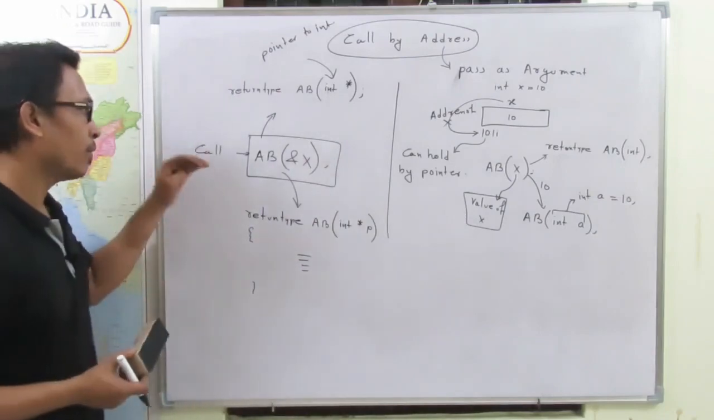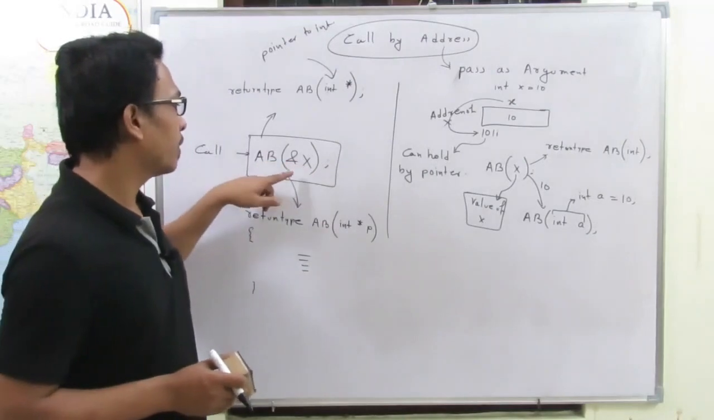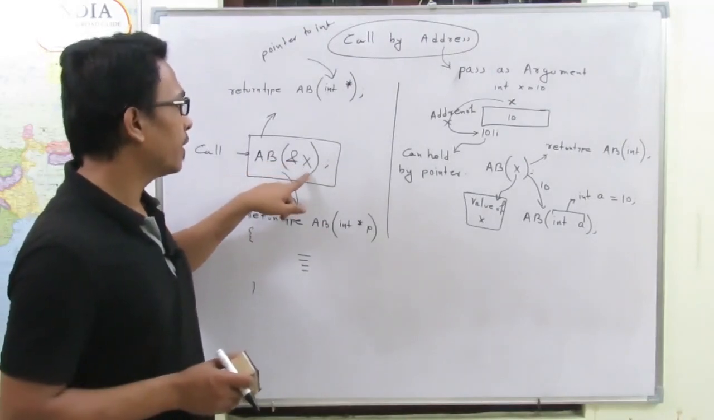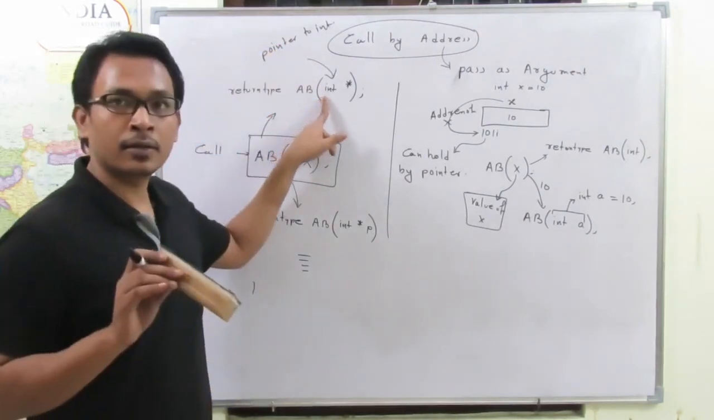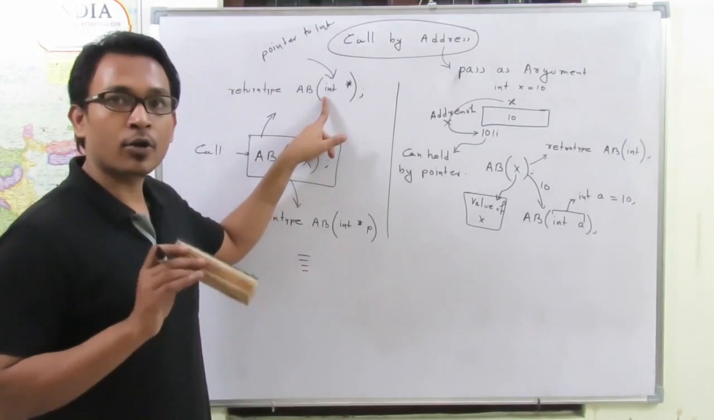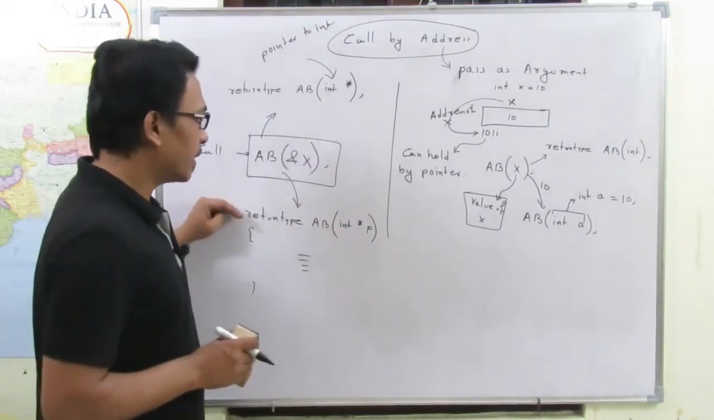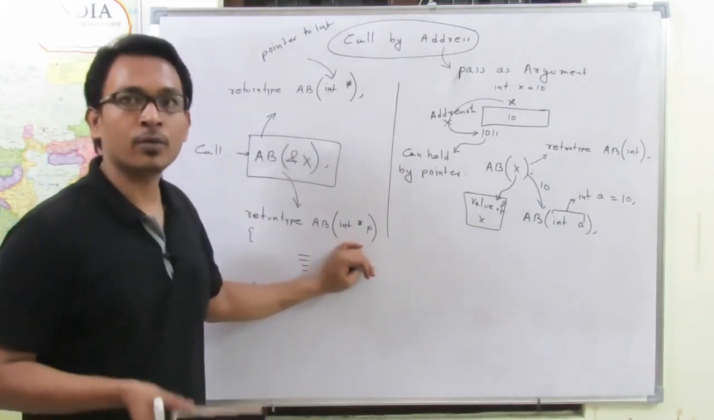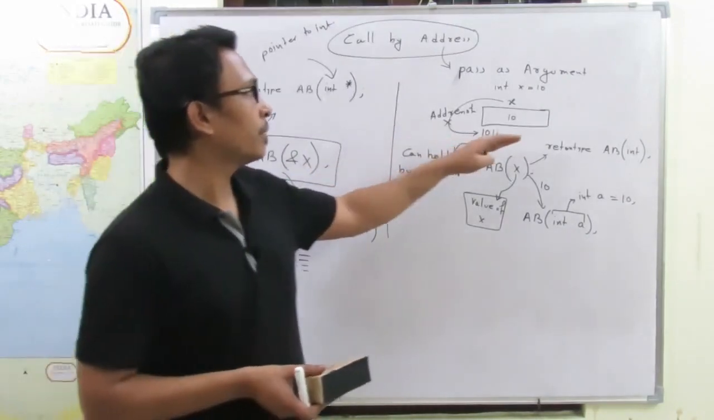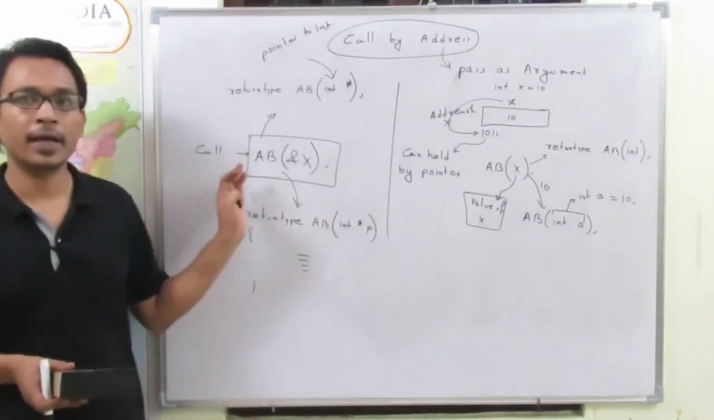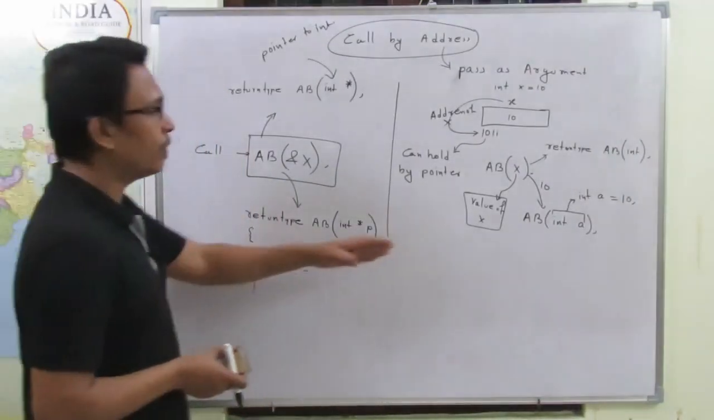So this is how call by address works. In case of call by address, we will pass the argument by using the address of operator, and in the signature we need to define the argument type as pointer type, and when we define the function, at that time we need to receive the argument with the help of a pointer. These are the basic differences between call by value and call by address. Clear?